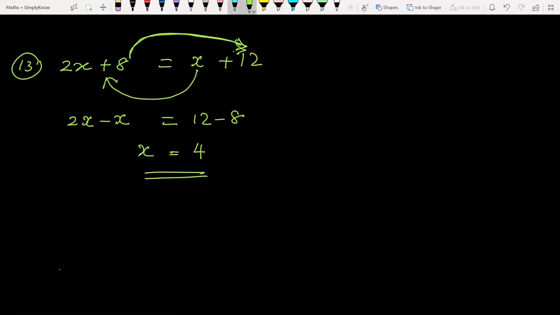If you are not sure with your answer, just substitute 4 for x and check your answer. If x is 4, this term will become 2 times 4, 8. Then 8 plus 8 should be 16. Now on the right side, if x becomes 4, 4 plus 12 is definitely 16. So left side also 16, right side also 16. Our answer is correct.